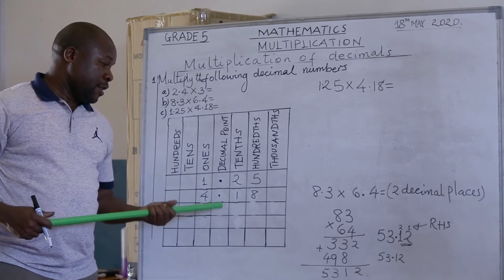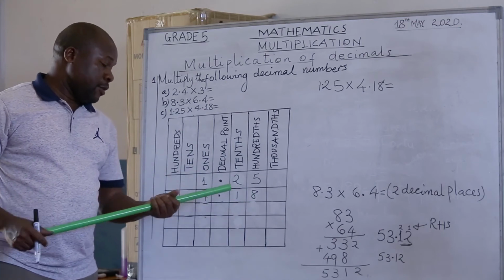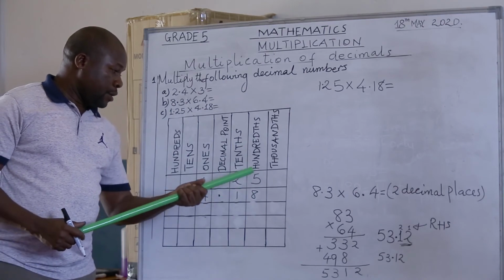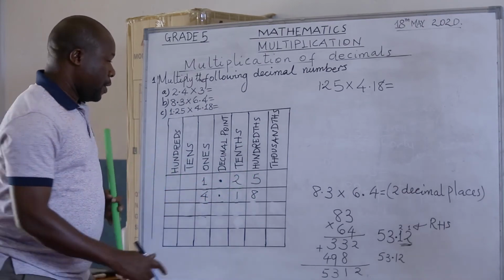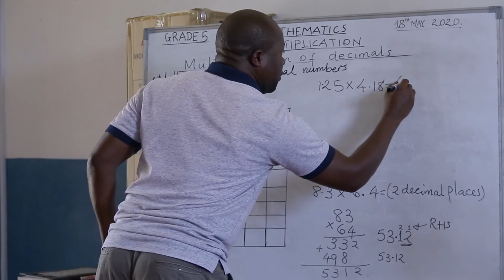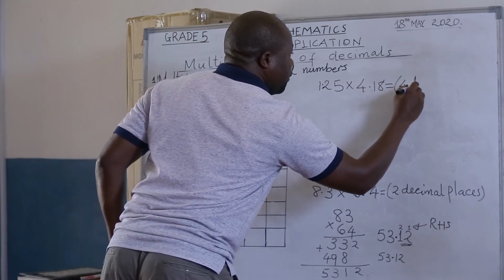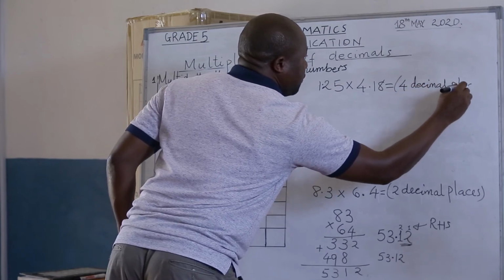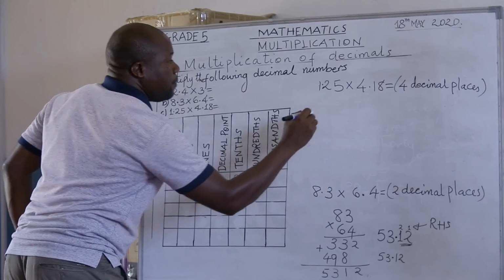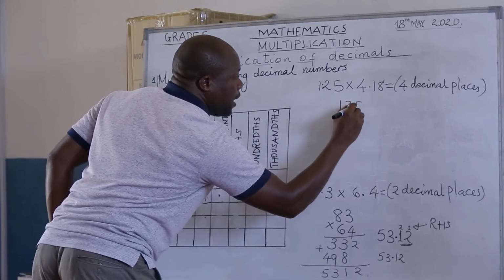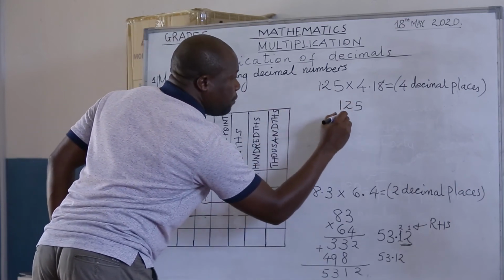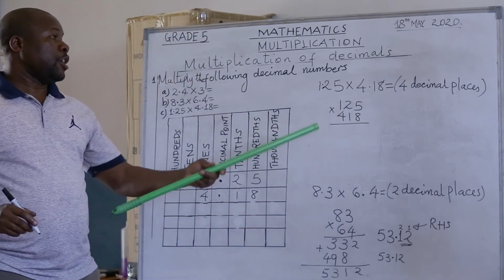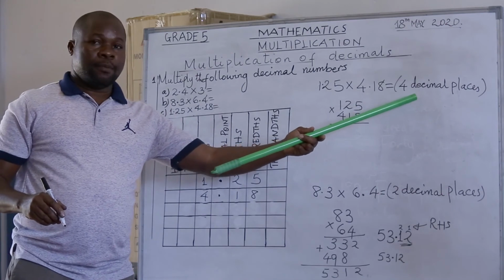Therefore, let us count the total number of numbers on the decimal side. 1, 2, 3, 4. We have 4 decimal places. Now, I will take 1, 2, 5 without the decimal point and 4, 1, 8 without the decimal point, so that after multiplication I will bring back the decimal places.